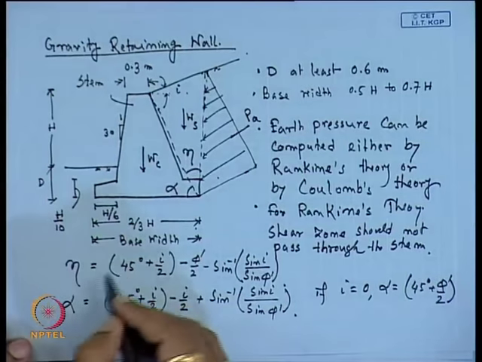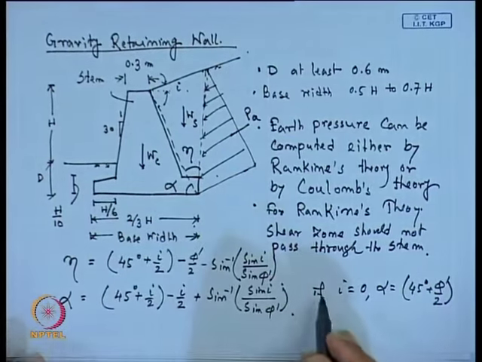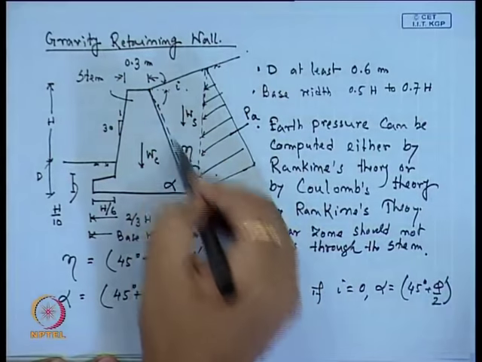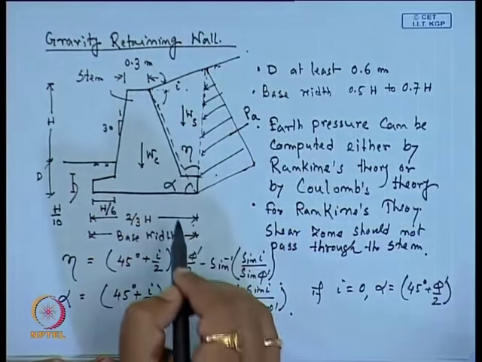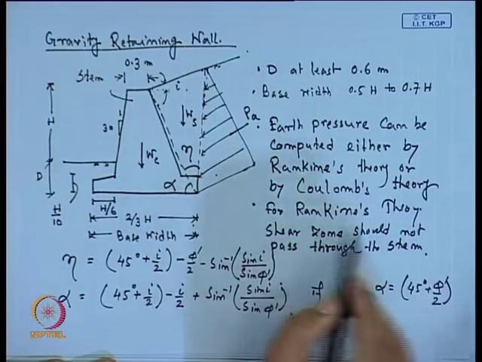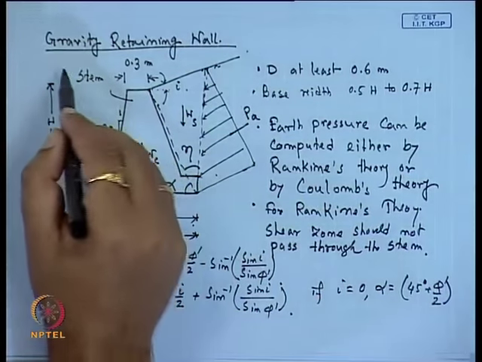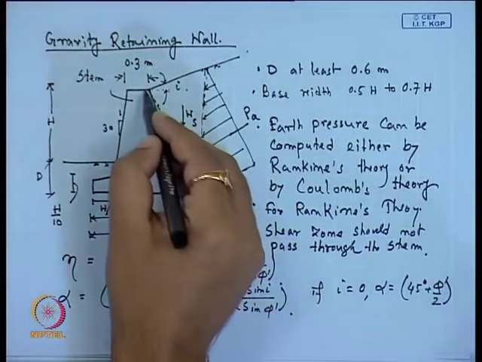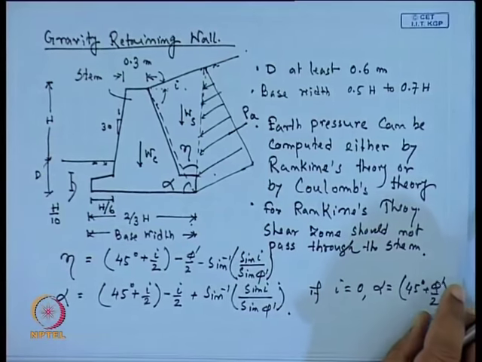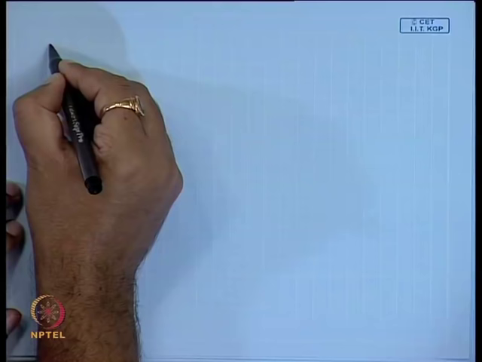So, first you have to check whether this line, if I consider the Rankine theory, is passing through this stream or not. For the shear zone, this line should not pass through this stream. So, this is the extreme point. Now, there are a few things that you have to clarify. Suppose this is the retaining wall and we can use the Rankine's theory.